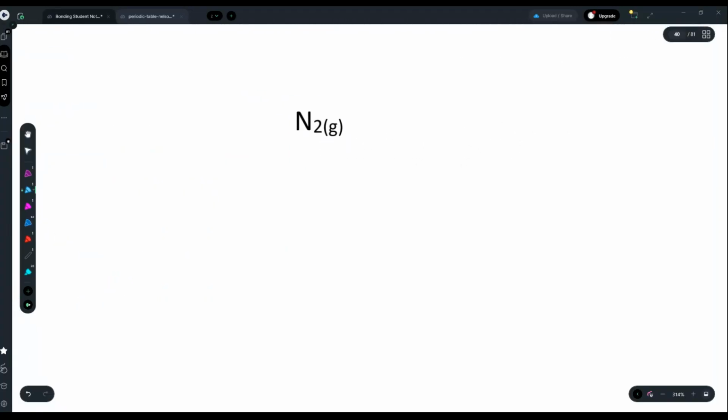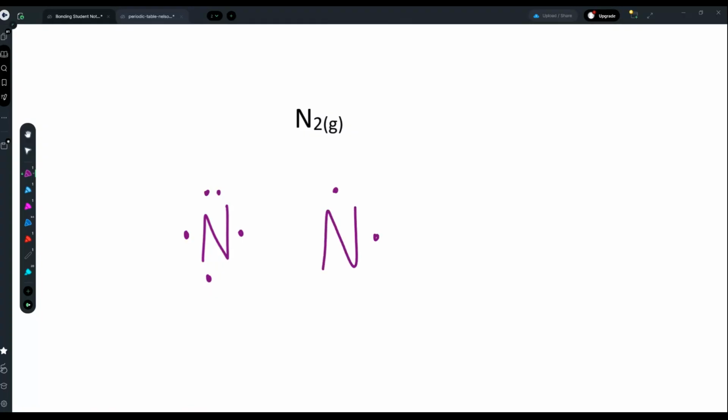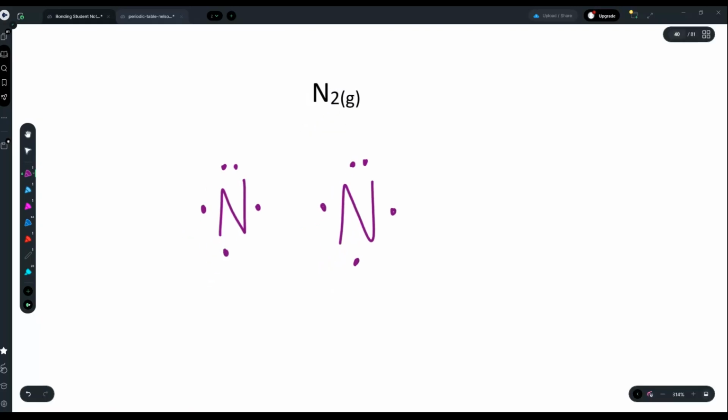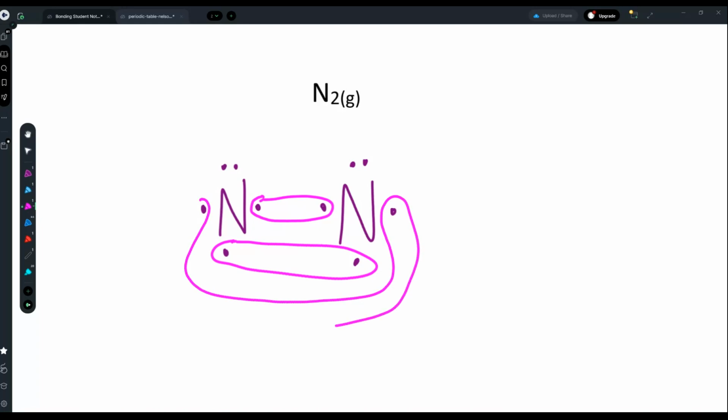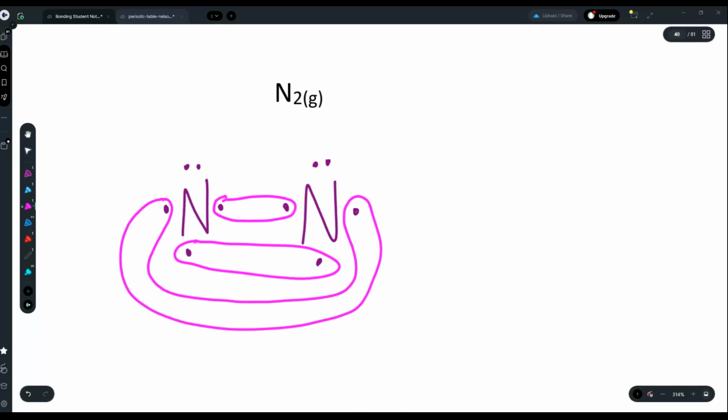Moving on to nitrogen. So nitrogen is in group 15, so it's going to have 5 valence electrons. So 5, 5. Okay. And once again, we have to pair up bonding electrons that are on different atoms. So I'm going to pair up these two, and then I'll have to draw a little bit of a wonky circle for the last 2, but that's okay. So these are paired up.